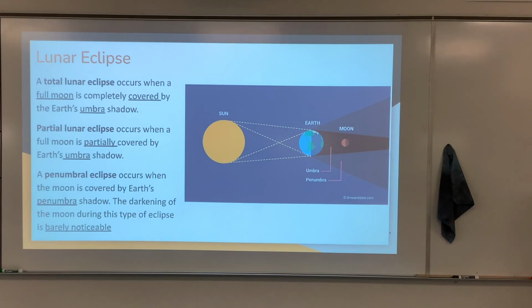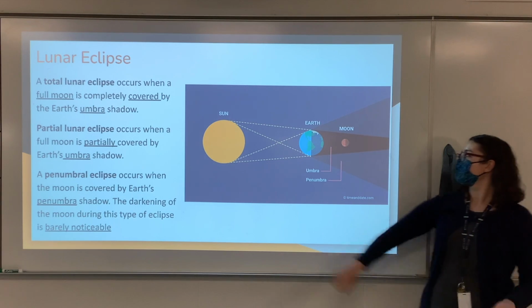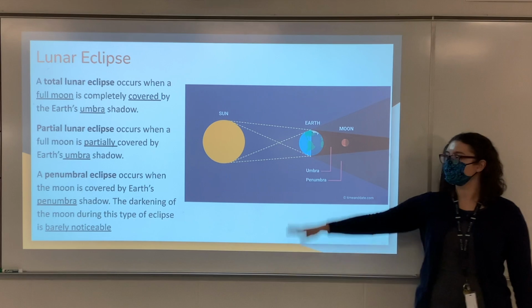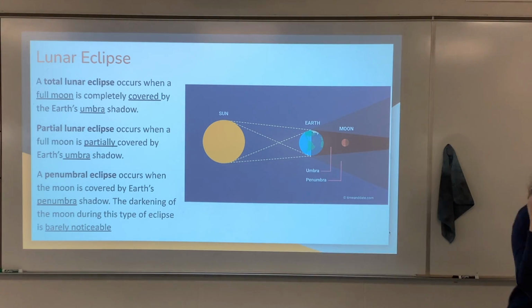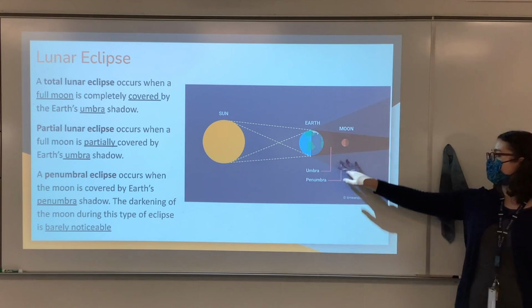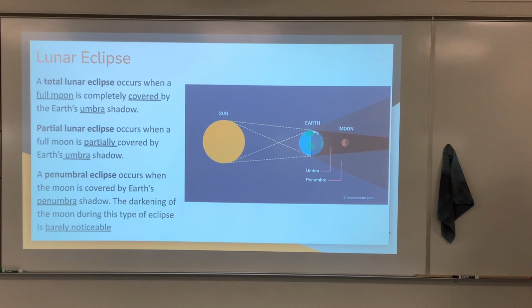So now let's talk about lunar eclipses. In a lunar eclipse, you have a different geometry. Instead of the moon being between the sun and the earth, now the earth is between the sun and the moon. And you get a total lunar eclipse when a full moon is completely covered by Earth's umbra. So again, the dark inner shadow. So you still have the dark inner shadow of the umbra and the lighter outer shadow of the penumbra during a lunar eclipse.